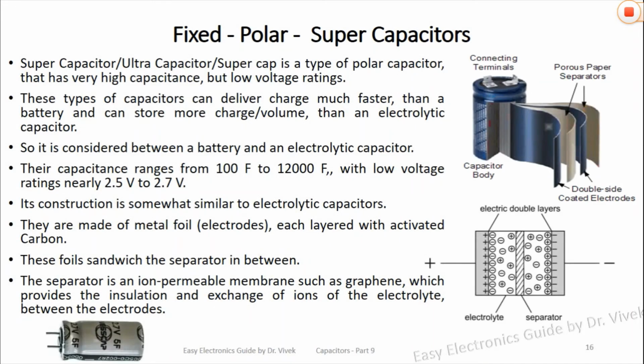Supercapacitor is a type of polar capacitor that has very high capacitance but low voltage ratings. These types of capacitors can deliver charge much faster than a battery and can store charge more than an electrolytic capacitor. Its construction is somewhat similar to electrolytic capacitors. They are made of metal foils, each layered with activated carbon. These foils sandwich the separator in between.